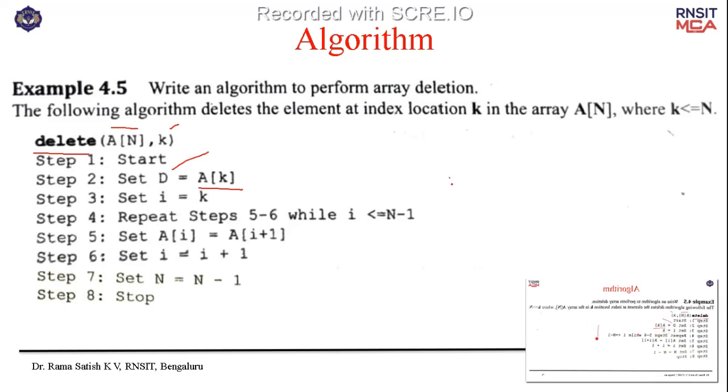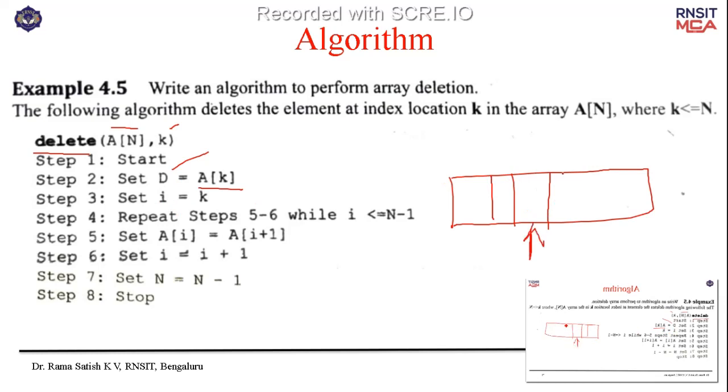If you are trying to delete an element, this is the element that you are trying to delete. So, what you have to do? This you call as I. I will be moved on to K, and until I reaches n minus 1, you have to set A of I is equal to A of I plus 1. A of I plus 1, that is the next cell, it has to be A of I.